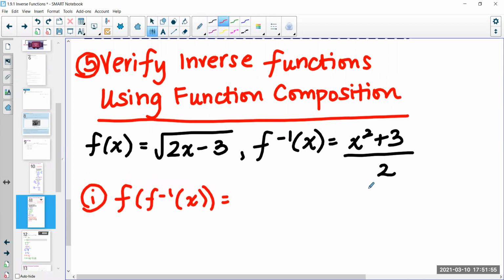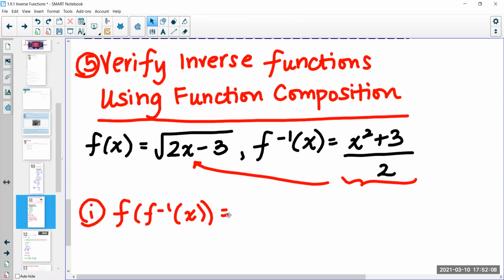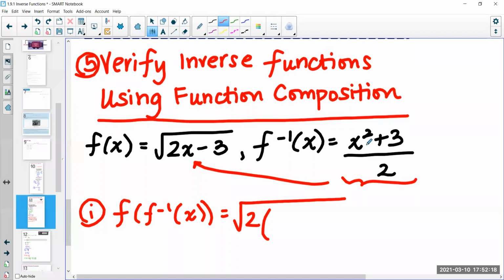And I'm going to take this f inverse function, x squared plus 3 over 2, and I'm going to substitute that in for the x of this f of x. Let me move this down just a smidge. Okay, so starting with this f of x function, I have the square root of 2 times, and now I'm going to open up my parentheses and input f inverse of x here, x squared plus 3 over 2. And then finishing out this function f of x, I'm going to subtract the 3.